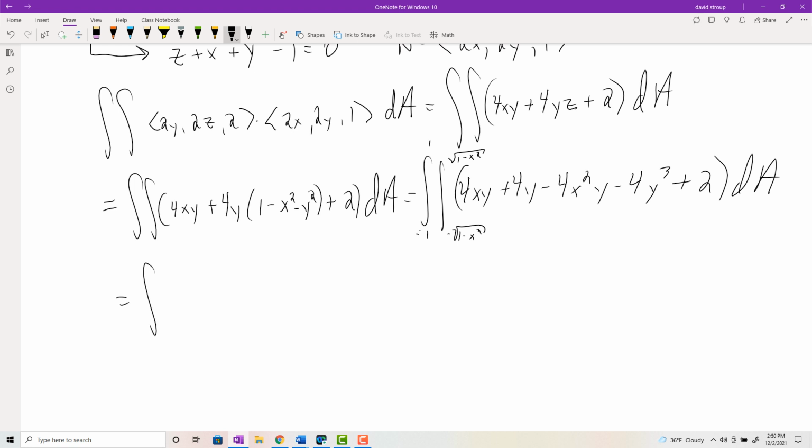If I integrate, let's see what I get. With respect to y, I get 4xy squared over 2, so 2xy squared, plus 4y squared over 2, so 2y squared, minus 4x squared y squared over 2, so that's 2x squared y squared, minus 4y to the 4th over 4, so y to the 4th, plus 2y. Okay.